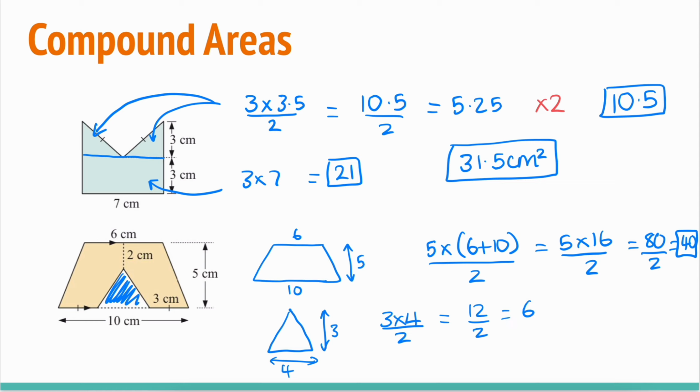So the final answer is going to be the 40 for the whole trapezium minus that triangle. So 40 minus 6, which is going to give me 34 centimeters squared. And that would be my final answer there for the area of the yellow section.